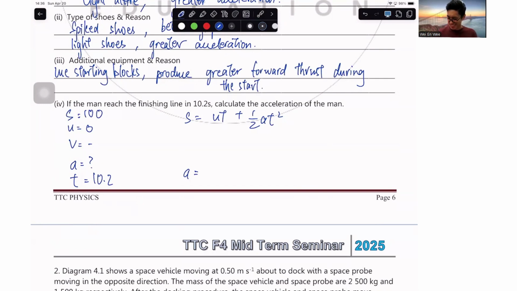Hey, can you get an acceleration or not? Okay, I have one answer, 1.92. Anyone else? I have another 1.92, so that confirms the answer. 1.92 meters per second squared acceleration. Actually, it's 1.922 meters per second squared.